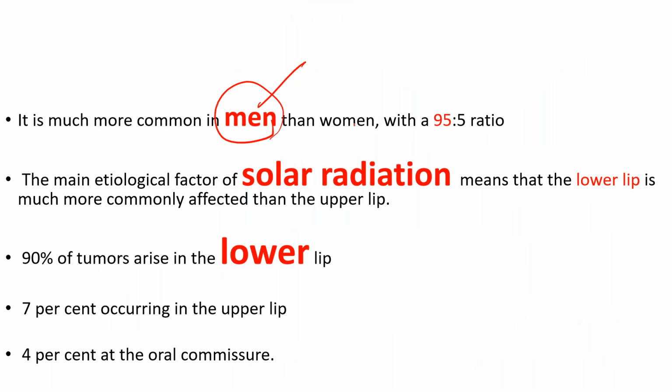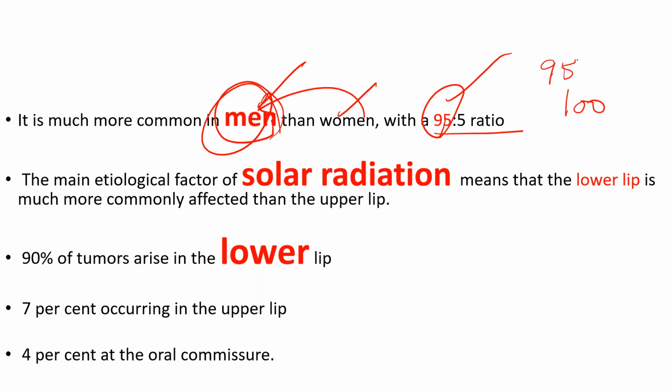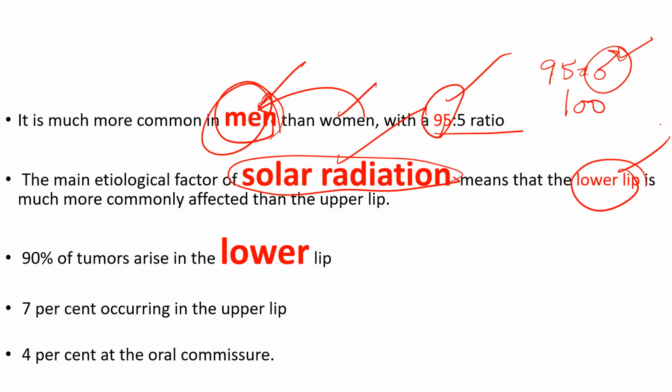In men, it is more common. Women wear more lipstick, but it is common in men only. Almost 95:5 ratio. Out of 100 lip cancers, 95 occur in males. So the main etiological factor is solar irradiation, which means that the lower lip is more commonly affected than the upper lip.